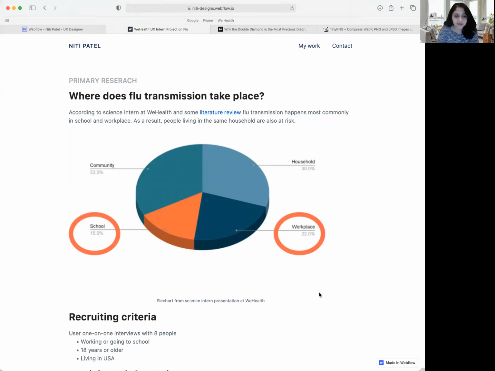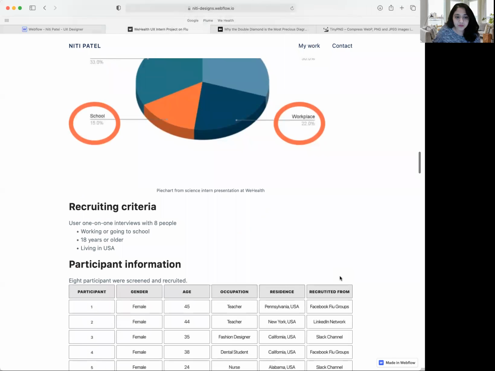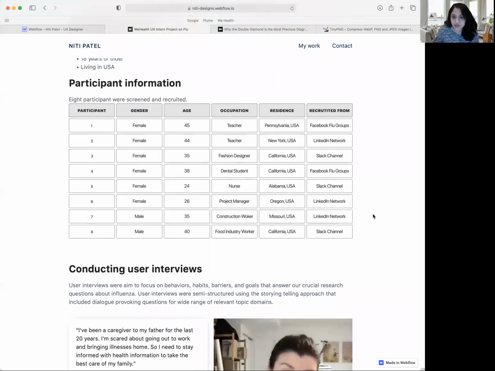According to the science intern at WeHealth, and again, a lot of literature review that I did, most transmission of flu happens in the workplace and schools. And obviously people at home are also getting affected because of that. They're at high risk since they live in the same close proximity. My recruiting criteria, therefore, was somebody who is working or going to school, 18 or older, and living in the United States. This is the participant information, their gender, age, occupation, where they live, and how I recruited them.